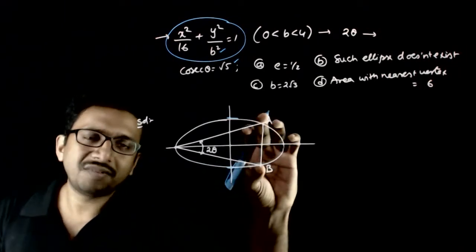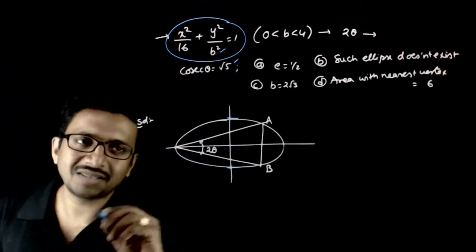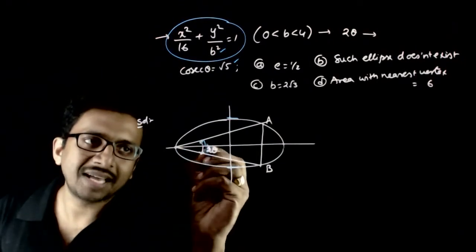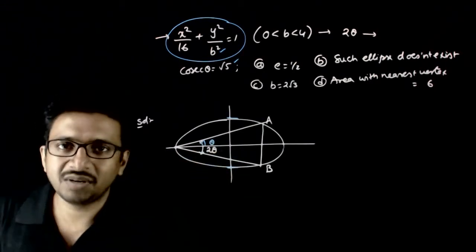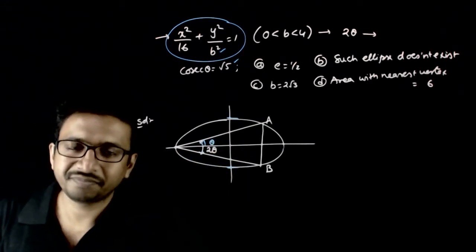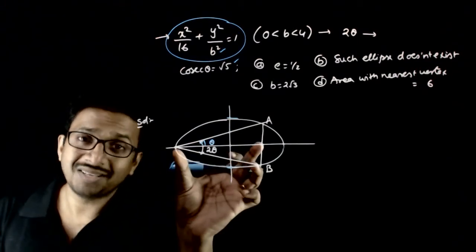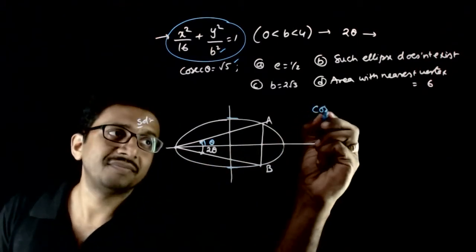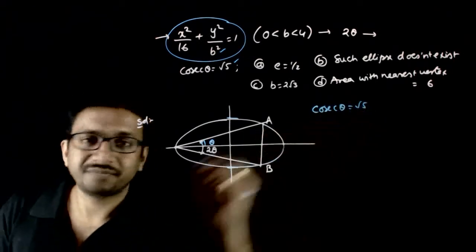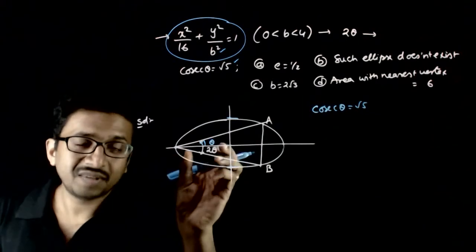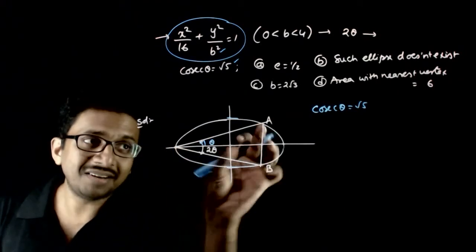Now if the latus rectum subtends an angle of 2 theta at the farthest vertex, then by symmetry this angle will be equal to theta. So if this angle is equal to theta, what is cosecant theta? Cosecant theta is equal to root 5. That is given, but in this question, according to the diagram, tan theta is easy to find.